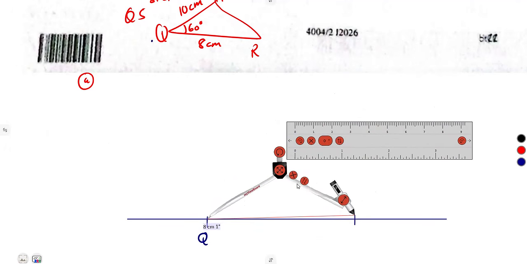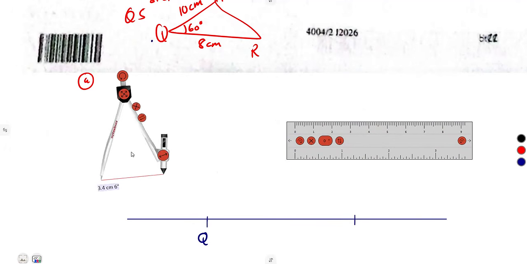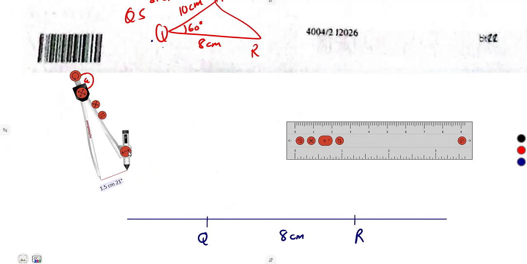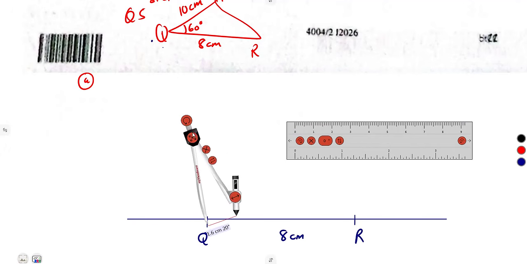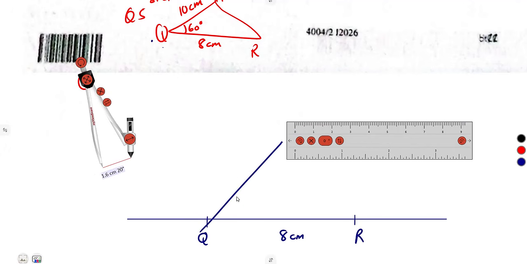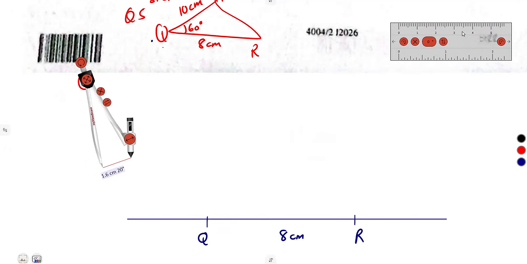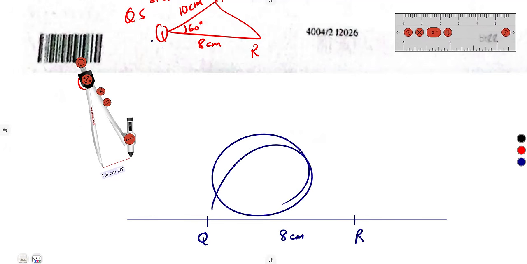You mark that line. So that is what you are having there at the end, which was 8 centimeters. At Q, there's an angle of 60 degrees. Construct the angle of 60 degrees, which is inside the triangle, on the right-hand side of Q. So you're going to construct 60 degrees on the right-hand side of Q.